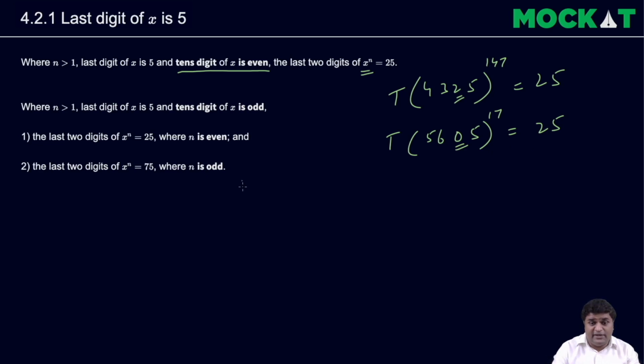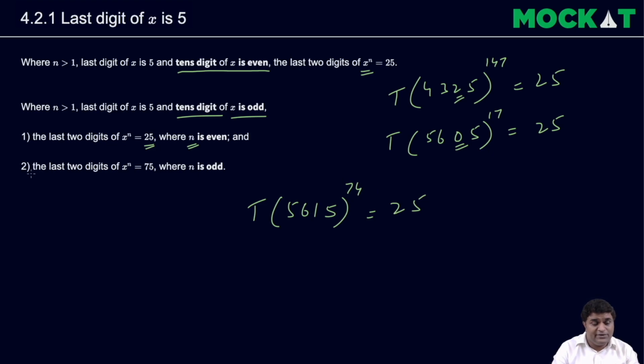Now, what if your tens place is going to become odd? So let's say 5615 to the power of 74. What happens over here? If the tens digit of x is odd, then it's going to be broken down into these two cases. The last two digits of x power n is 25, where the power is even. The power over here is even, so therefore, my last two digits are 25.